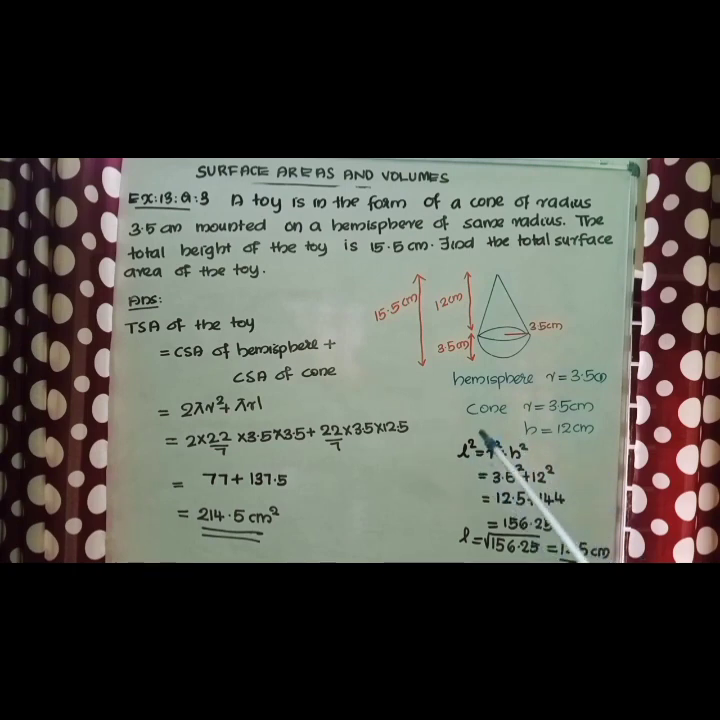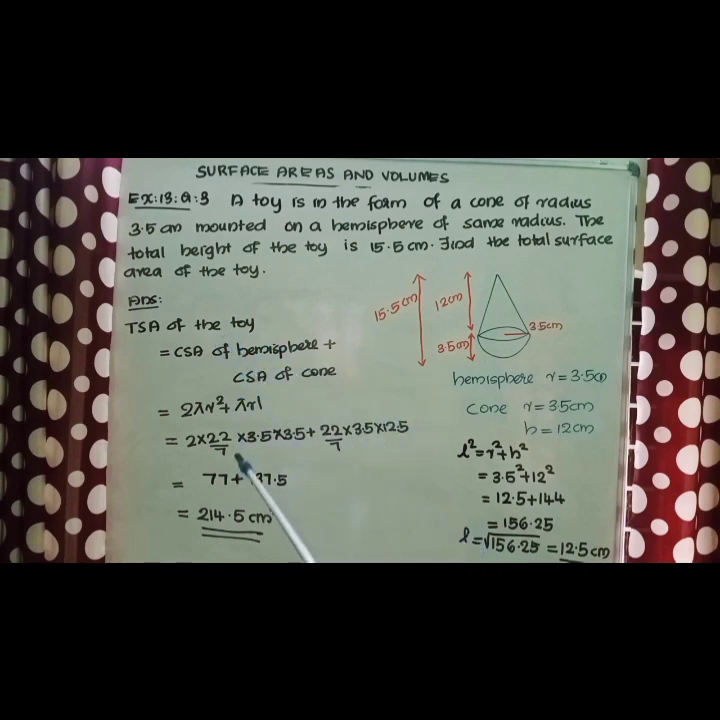The formula is L² = R² + H². That is equal to 3.5² + 12², that is equal to 12.25 + 144, that is equal to 156.25. L equals root of 156.25. Here we can apply the division method to find the square root. So we will get L equal to 12.5 centimeter.